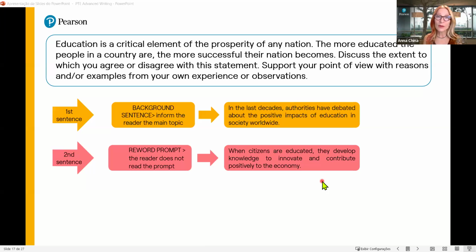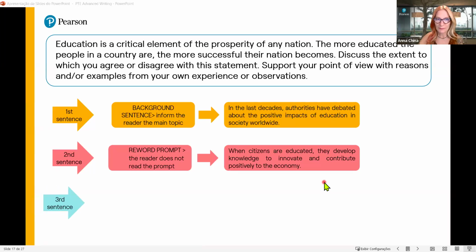So this is not the question yet. You are rewording the prompt. What is the prompt proposing? So where did this start? What was the beginning of this discussion? The beginning is that when citizens are educated, they develop knowledge to innovate and contribute positively to the economy.